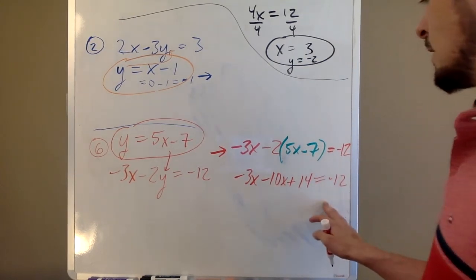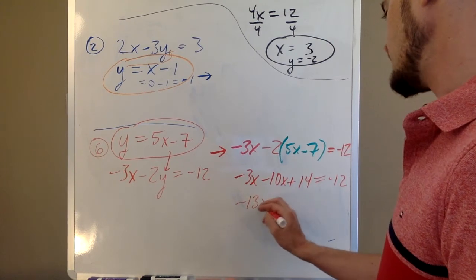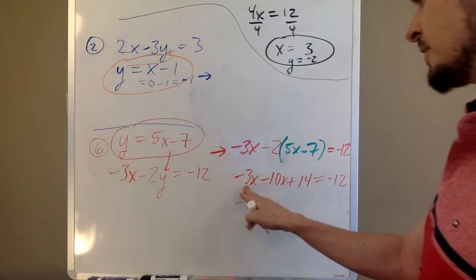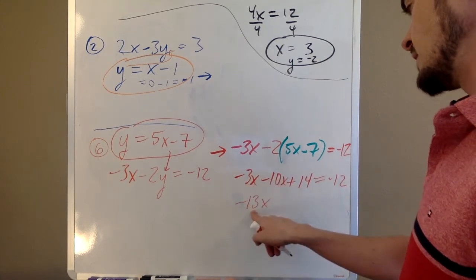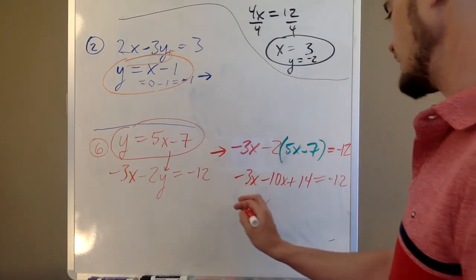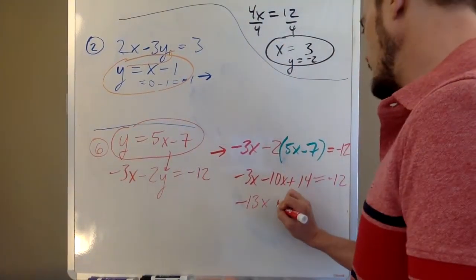There we go. Well, let's combine our x's. We get negative 13x. If you didn't know that, use a calculator. That this is going to result in the adding of the negatives. Hence negative 13. Big negative here. I get better at writing those negatives. Okay? Plus 14.